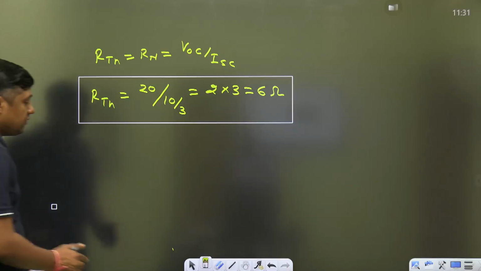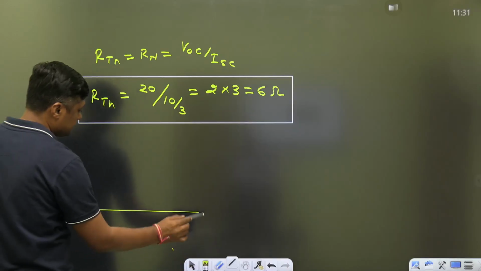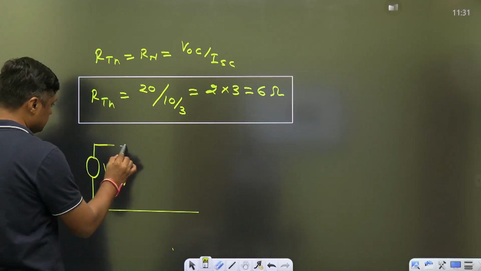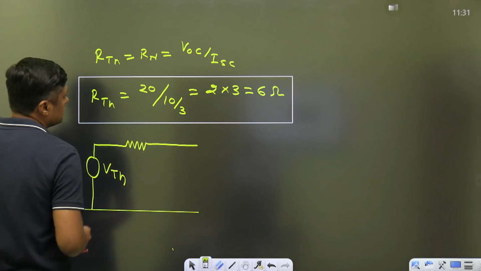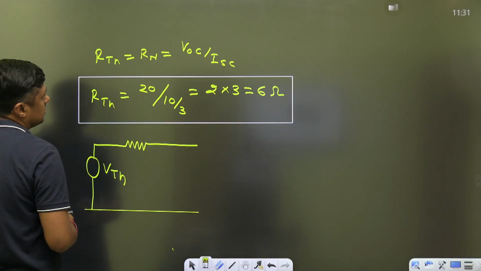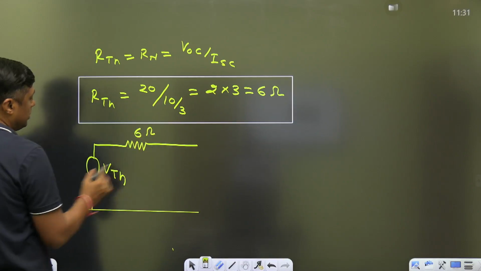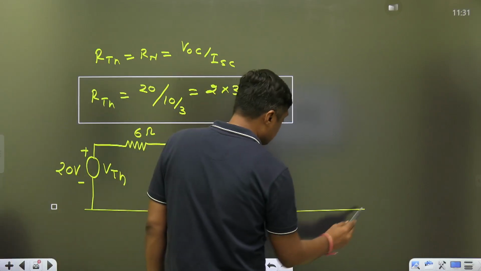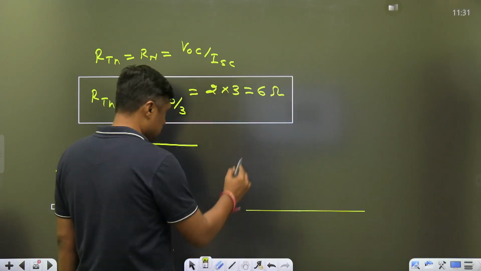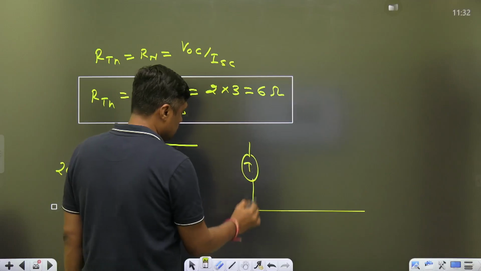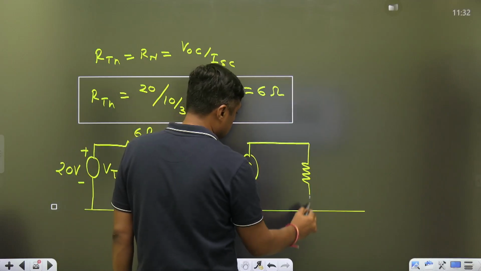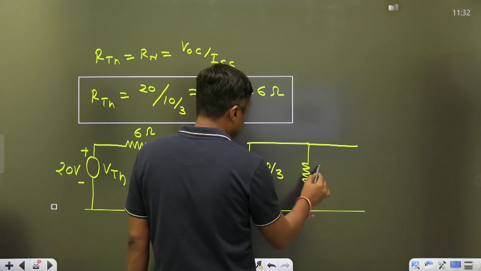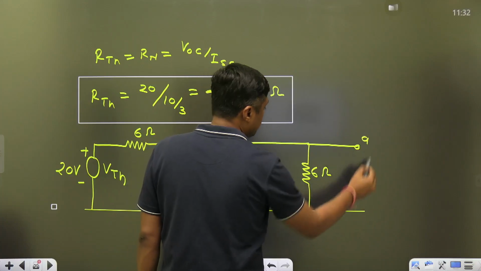We have to find what? Thevenin's equivalent. What is the Thevenin's equivalent? 6 ohm, 20 volt. We have the Norton's equivalent. This is 10 by 3 and this is the 6 ohm across A and B.